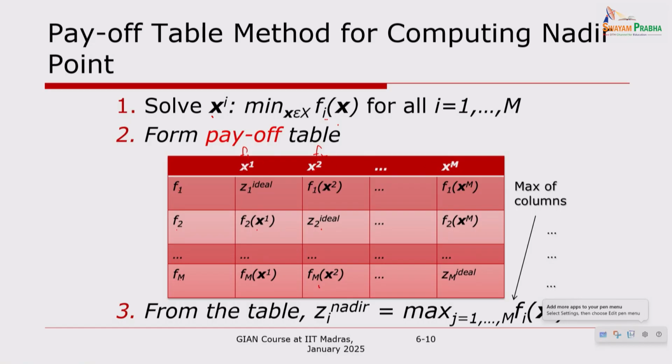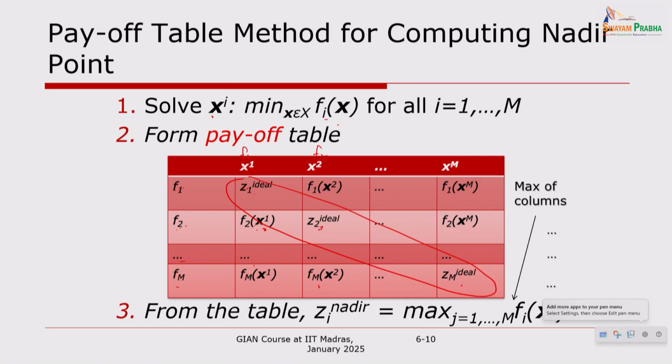These are individual minima, and then at these minimum x values, you compute all objectives. You minimized f1 to get x1, but after you find x1, you compute f2 at that point, you compute f3, compute fm like this. Once you fill that up, can you point me to the ideal point? How will I construct the ideal point? All the individual minima: this is the minimum for f1, this for f2, this for fm. So if I take this diagonal and construct a vector, I get the ideal point.